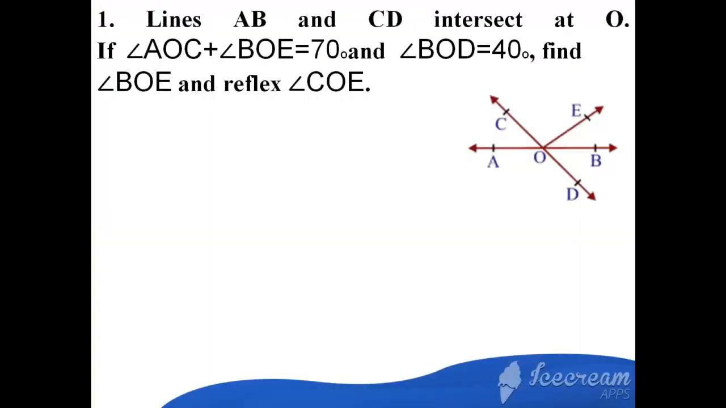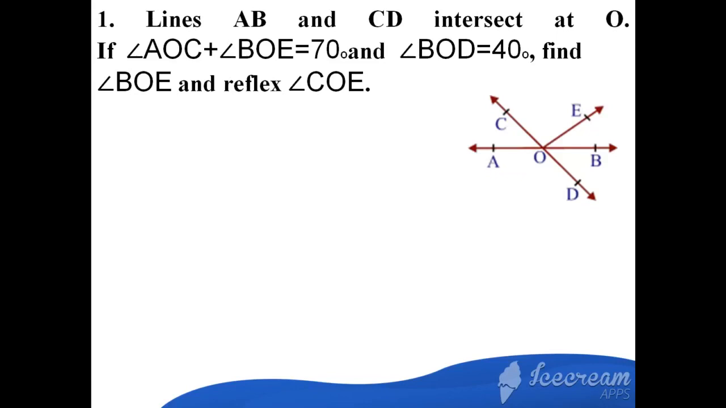Now let's solve some problems and questions. First question: lines AB and CD intersect at O. If angle AOC plus angle BOE equals 70 degrees and angle BOD equals 40 degrees, find angle BOE and reflex angle COE. Now I will explain it in the diagram.